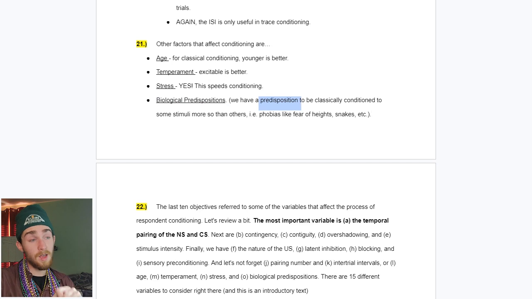to fear some things more than others, to like certain things more than others, and this goes back to phobias because people are more likely to be afraid of things like heights and snakes because of our biological predispositions.